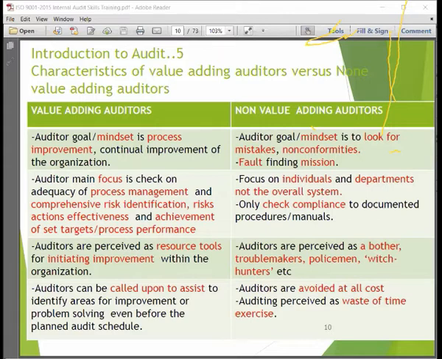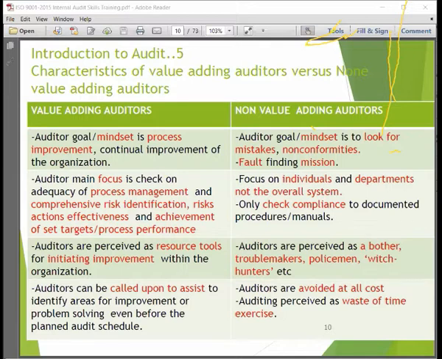However, for the non-value adding auditors, the auditor goal mindset is to look for mistakes. So you've already put it in your mind that you are going to look for mistakes. So you are very much ready to go and look for mistakes. And if you don't find mistakes, you are very sad. But in our quality management system audit, remember it's a quality management system audit. It's not a fraud audit. It's not any other kind of audit. In here, we are looking at improving our organization, not looking for mistakes.